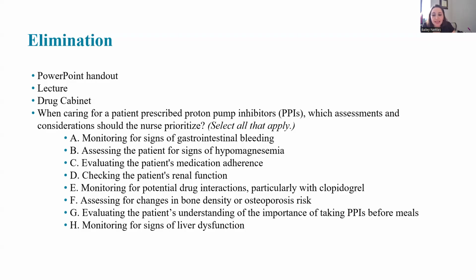Okay. Assess for changes in bone density or osteoporosis risk. Yeah, we just said it can cause that, right? Evaluate the patient's understanding of the importance of taking a PPI before a meal. No. When do you take a PPI? On an empty stomach, 20 to 30 minutes before your first meal only. Okay. Monitor for signs of liver dysfunction. PPIs don't hurt your liver. I think they hurt kidneys. And no, it's not your liver. So no, the only correct answers are C and F.